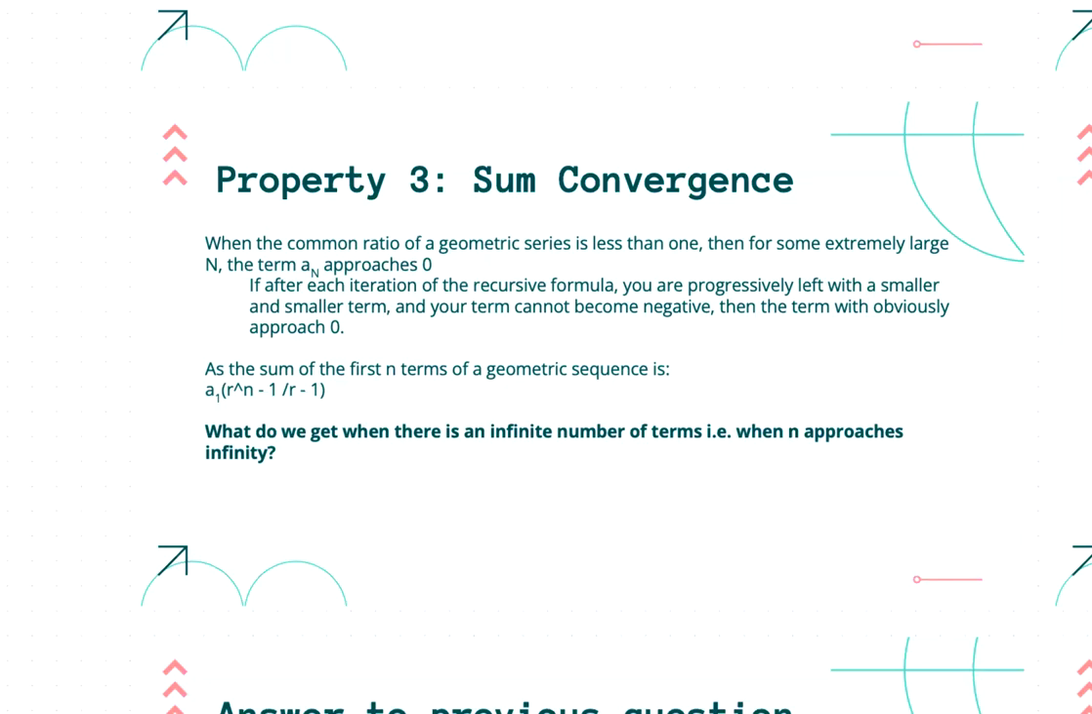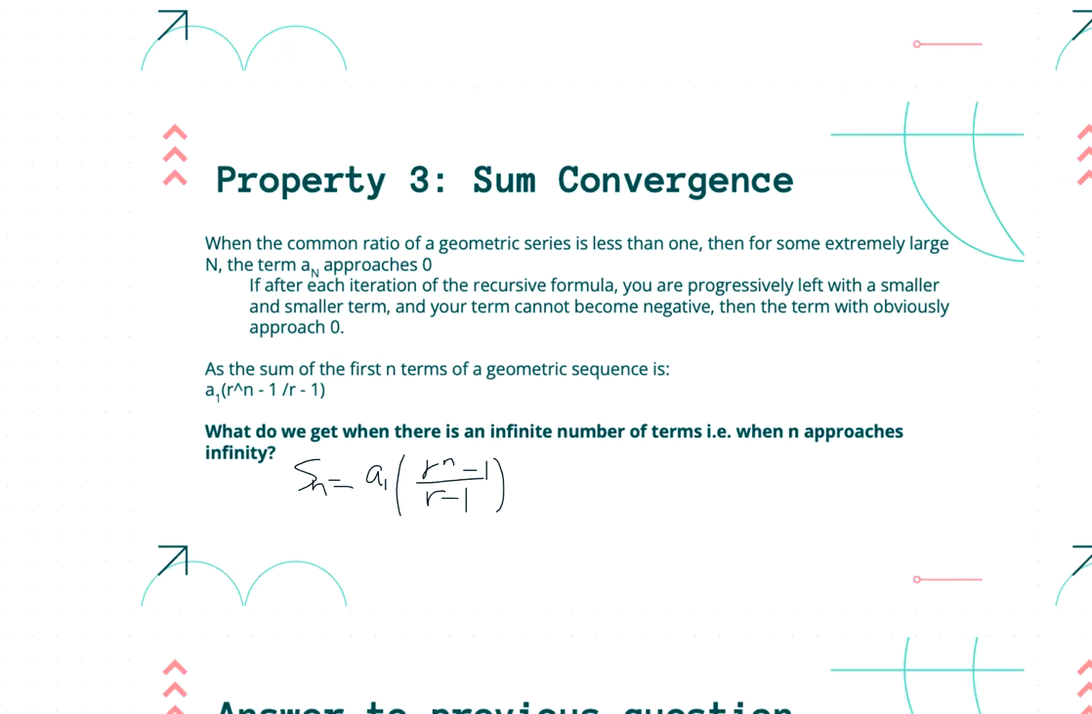So what do we actually get when there is an infinite number of terms? We know that we have, for the general formula for the sum of a geometric sequence, r to the power of n minus 1 divided by r minus 1, and all of that multiplied by a1. So we know that this is for a finite n, right? But what happens as n goes to infinity? Well, I guess we can take the limit.